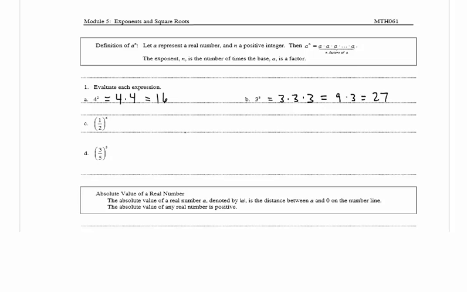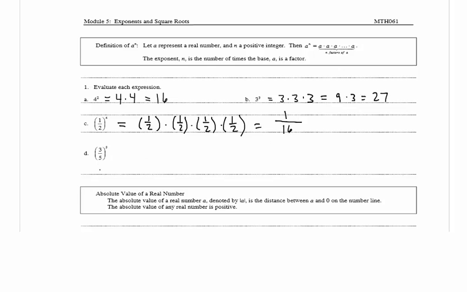In C, we have 1/2 raised to the 4th power. So our base is 1/2, and we're going to write 4 factors of 1/2. So we're going to have 1/2 times 1/2 times 1/2 times 1/2. And 1 times 1 times 1 times 1 is equal to 1. And then we have 2 times 2 is 4, times 2 is 8, times 2 is 16.